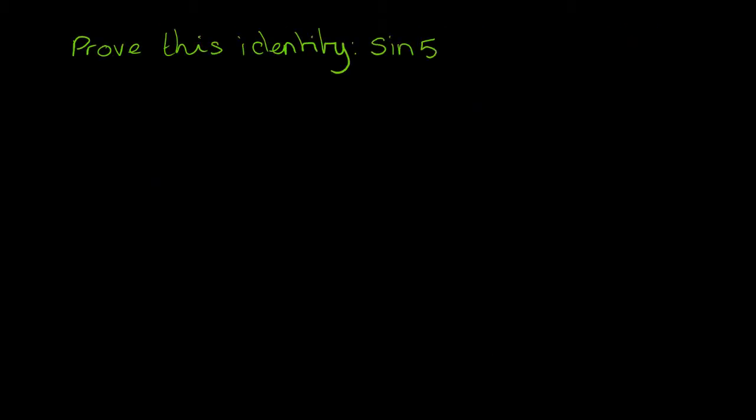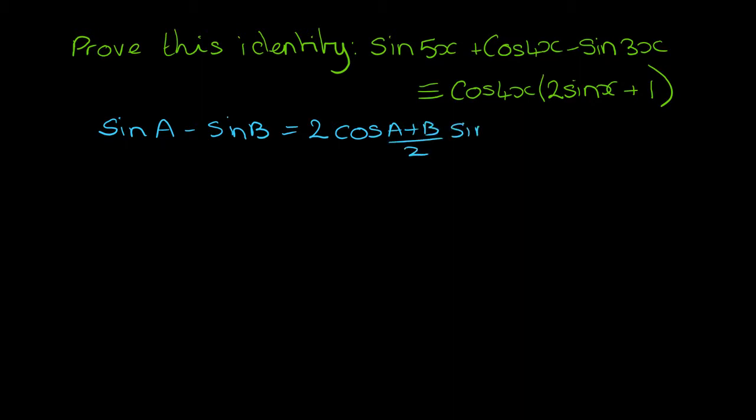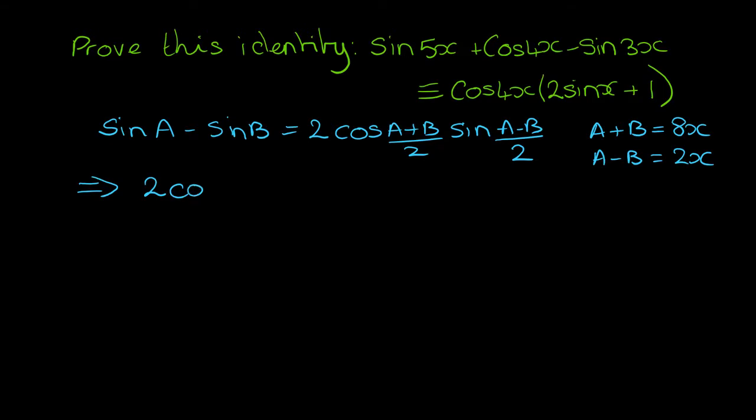Prove this identity. Sine 5x plus cos 4x minus sine 3x is equivalent to cos 4x brackets 2 sine x plus 1. Using the formula sine A minus sine B equals 2 cos A plus B over 2 sine A minus B over 2, A plus B for us will be 8x, A minus B will be 2x. So that gives us 2 cos 4x sine x.